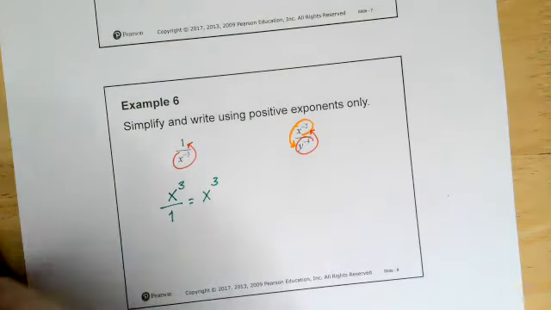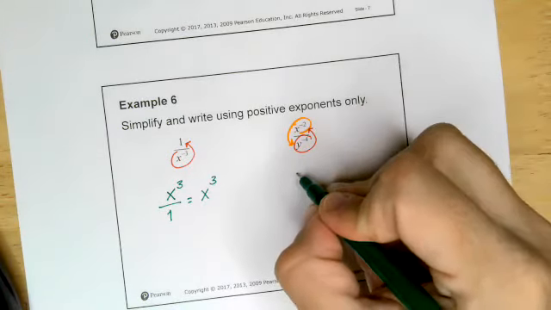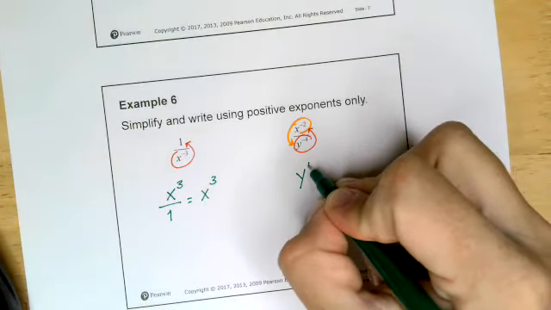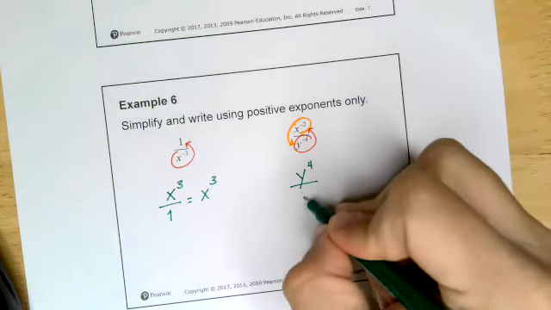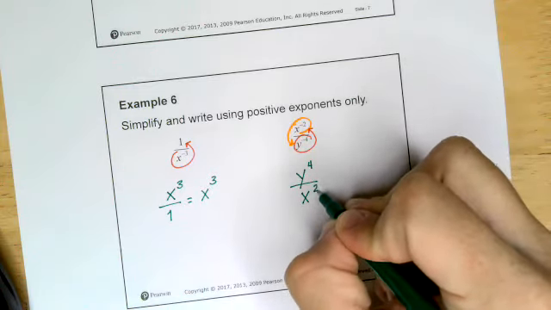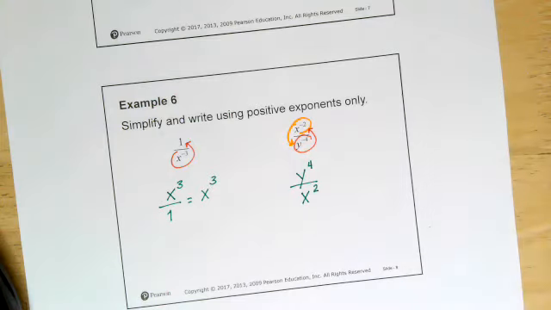This one, we're going to move both of them. So y to the -4th now has to be on the bottom. Sorry, on the top, and it becomes a positive. And then the x to the -2 goes to the bottom, and it's a positive. We're flipping them.